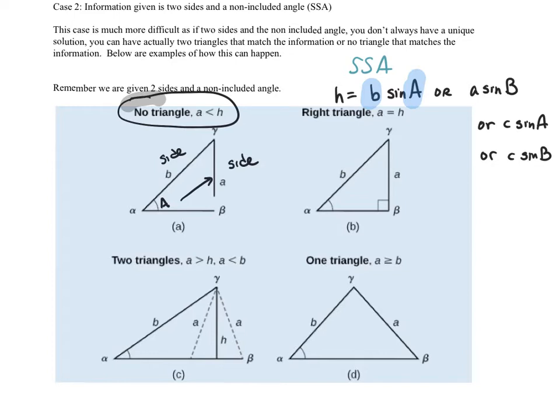If a is equal to h, if a basically is straight down, then you have one triangle. That's not really as big a deal, but it could happen. Doesn't happen very often. The fourth case, we'll come down here real quick: we always have one triangle if a is bigger than b. So if a is bigger than or equal to b, then you have one triangle. You have this bigger triangle here. The one that's tricky is this one. If a is bigger than h, but a is less than b, then you have two triangular solutions.